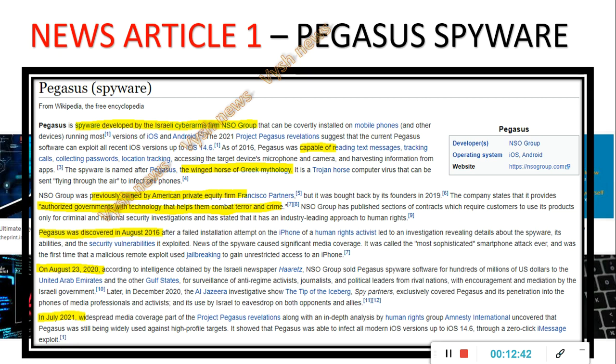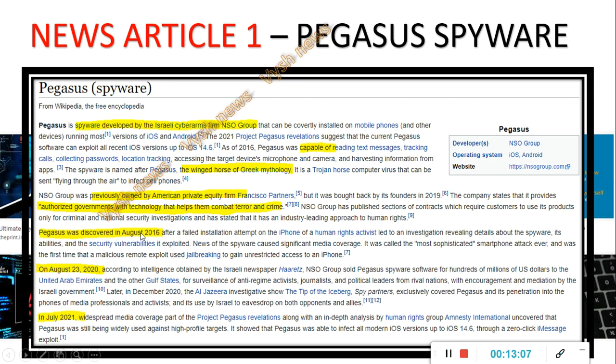Okay, so it is said that it was previously owned by some American firm, and it was later bought by these Israeli people in 2019. Everything need not be true, but this is what Wikipedia tells us. It provides authorized governments with technology that helps them combat terror and crime, so that you can sneak into the phone of anybody you are suspicious of and track them. That is why this was made initially, and that is what is believed.